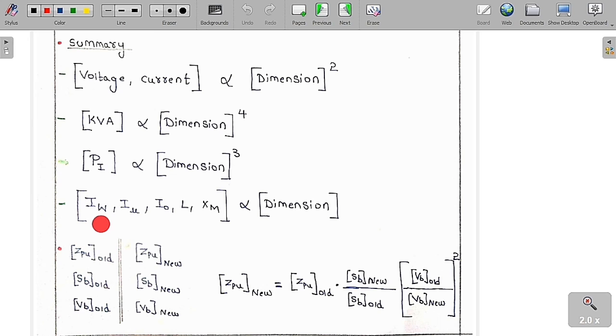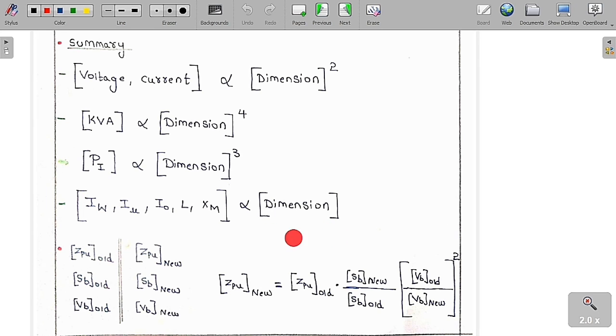Similarly, we can say IC, the core loss component or working component, I mu, I naught, L and XM, all these are directly proportional to dimension. Therefore, the voltage rating and current rating are always directly proportional to area. Area means dimension square, and KVA rating is directly proportional to voltage into current, which is dimension to the power of 4. Iron loss is directly proportional to volume. Volume is 3 dimensions, so dimension to the power of 3. The working component, the core loss component, the magnetizing current component, the no load current, the inductance and the magnetizing reactance, all are directly proportional to dimension.